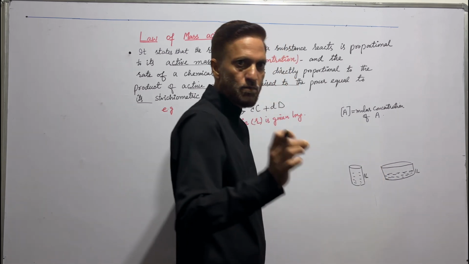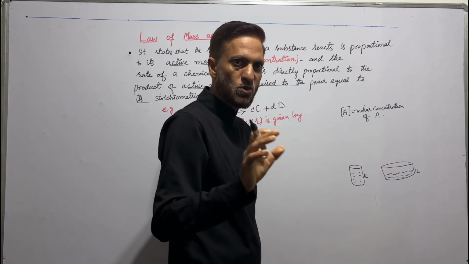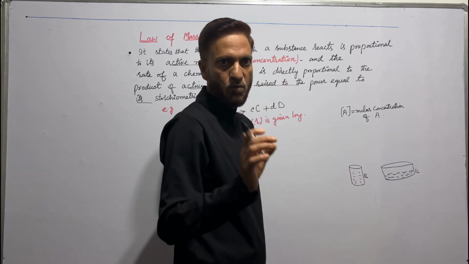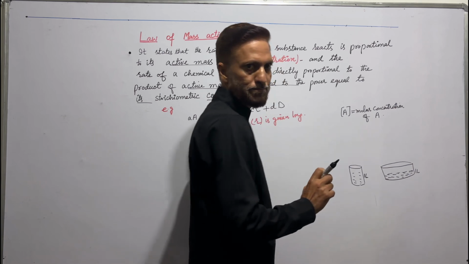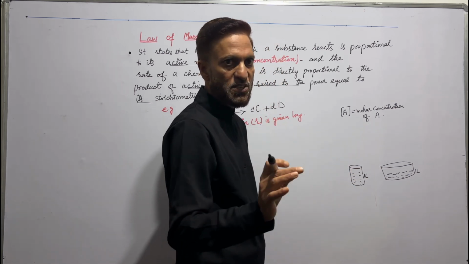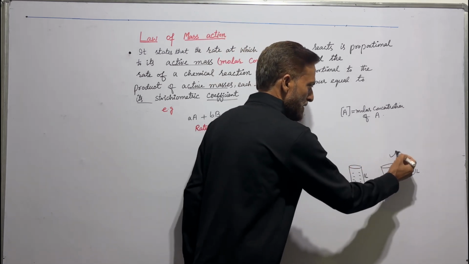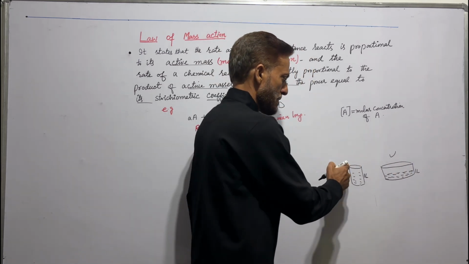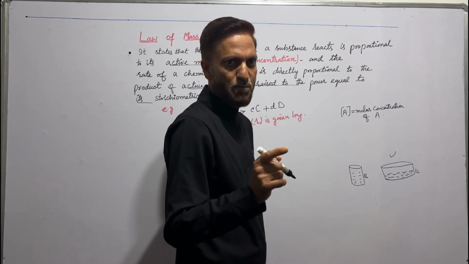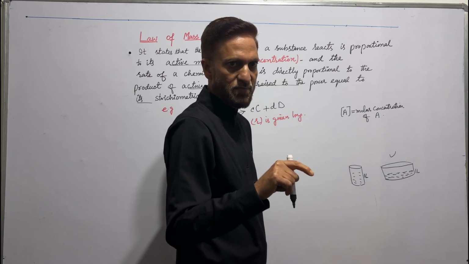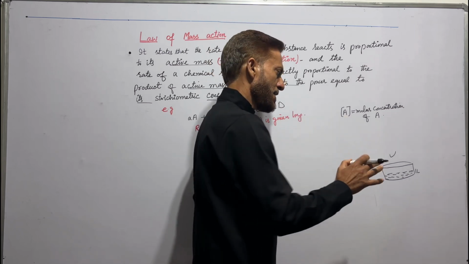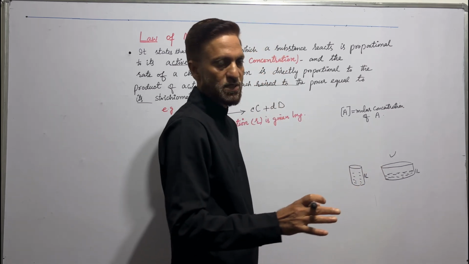In trough, more water molecules are exposed to sunlight in comparison to the water molecules in beaker. So the rate of evaporation is more in trough than in beaker. This is the example of active mass. Here more water molecules are exposed to sunlight as compared to the water molecules in beaker.